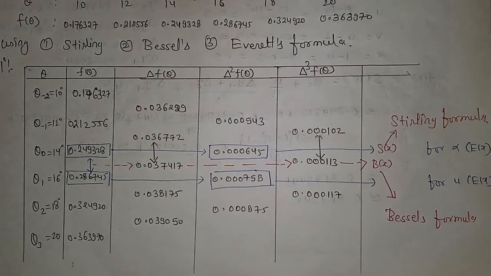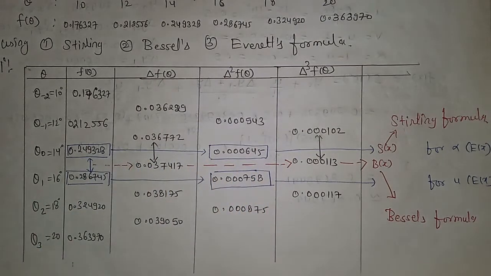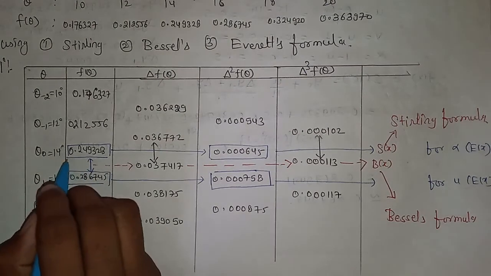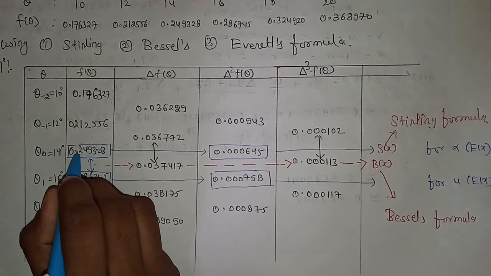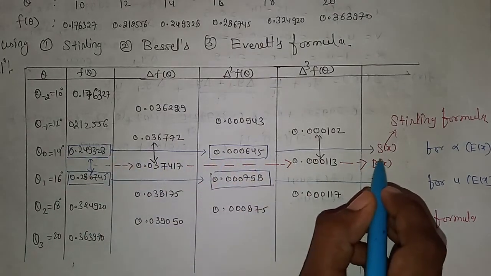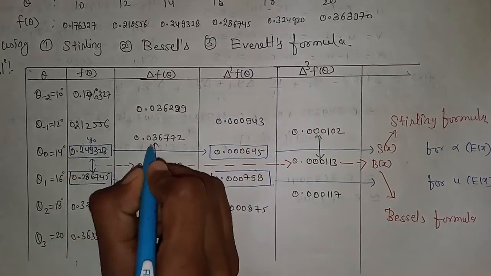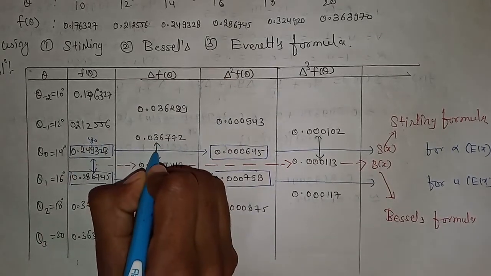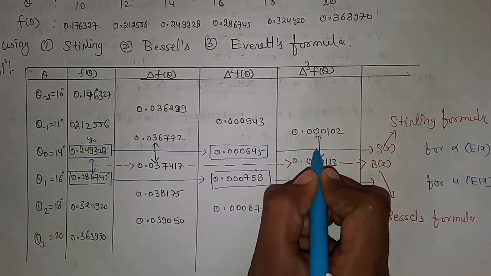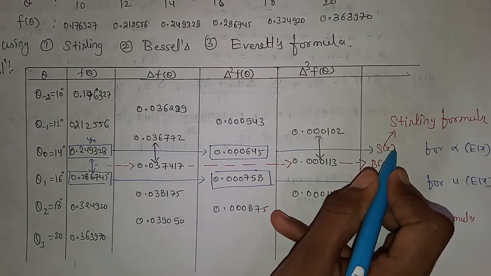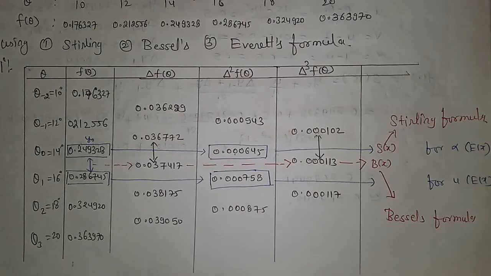Now our main important thing is how to calculate with Stirling's, Bessel's and Everett's formula. As we have studied earlier, this is y0. From y0 we will draw a straight line. This line is for Stirling's formula. So this is our y0. We have to add these and divide by 2. Then again we add these two and divide by 2. So this is the formula for Stirling. Now we will use Stirling's formula to find f of 15.